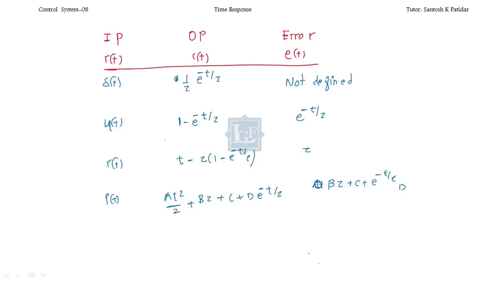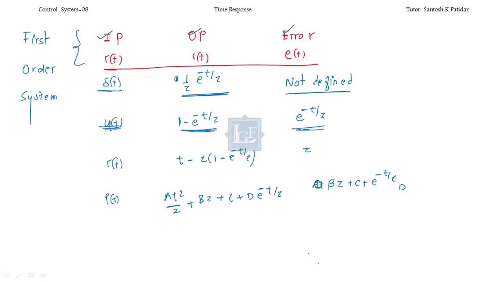So let's come to this now. This is the summary of the input, output and error. If you have unit impulse, you will get c(t) is 1 by tau, e to the power minus t by tau. Error is not defined, and this we are discussing for the first order system, correct? For the unit step, you will get 1 minus e to the power minus t by tau. The error is nothing but e to the power minus t by tau.